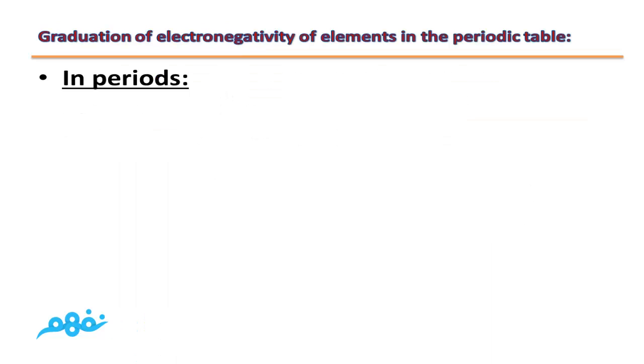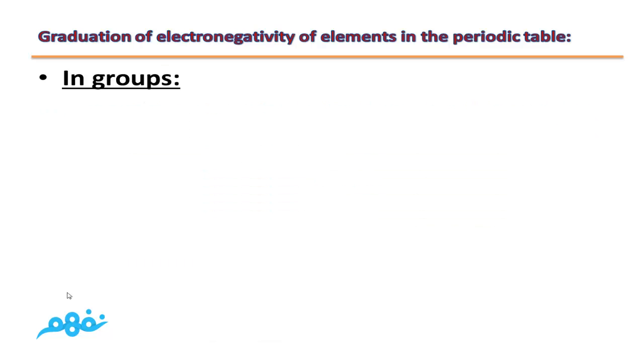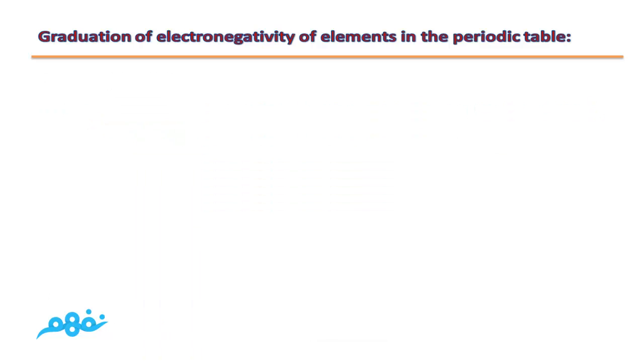Let's talk about the graduation of electronegativity of elements in the periodic table. First, in periods, as you can see, by increasing the atomic number from left to right, the electronegativity increases, as you can see from this scale. But in groups, by increasing the atomic number from up to down, the electronegativity decreases, as you can see from this scale. From up to down, electronegativity decreases in groups by increasing the atomic number.